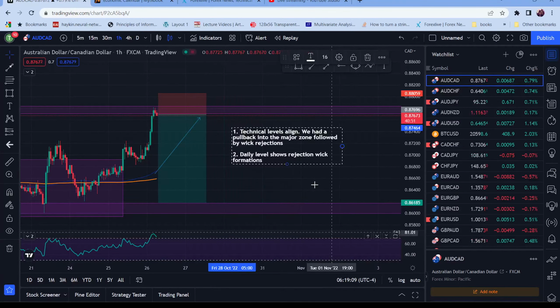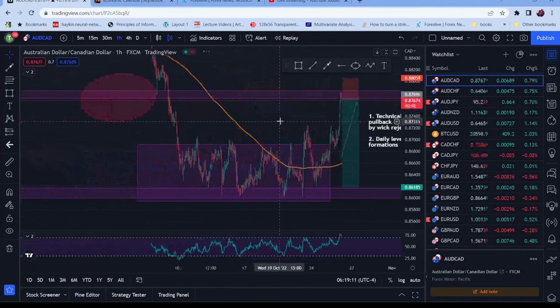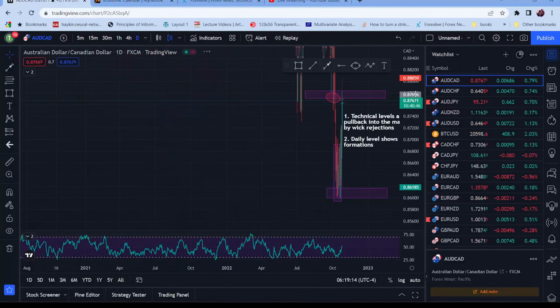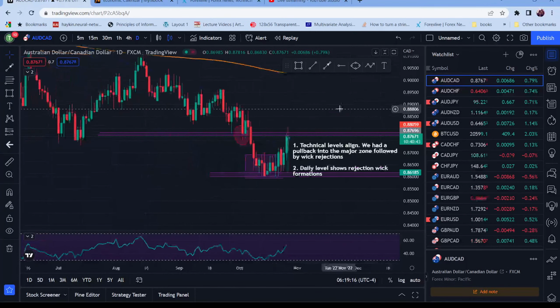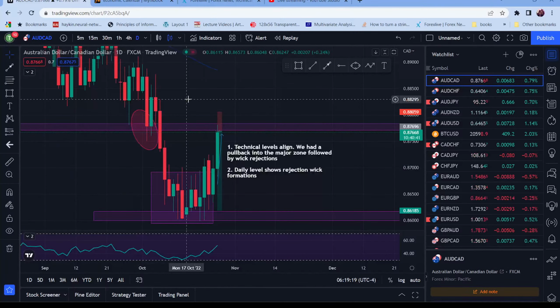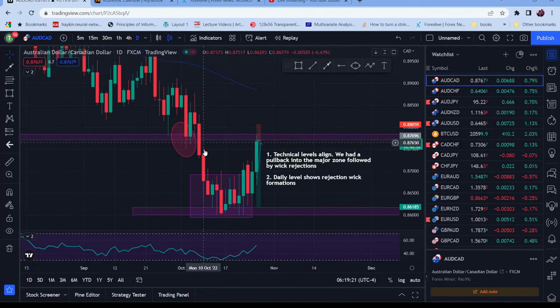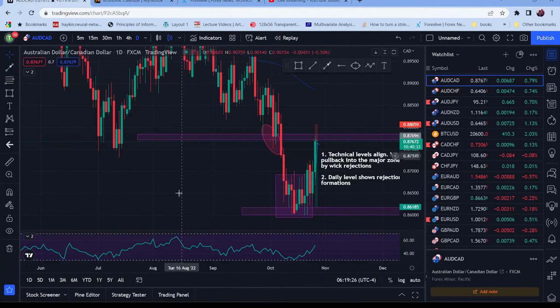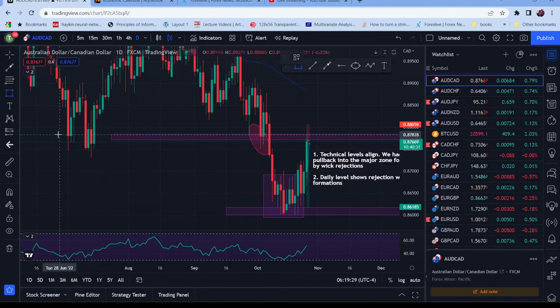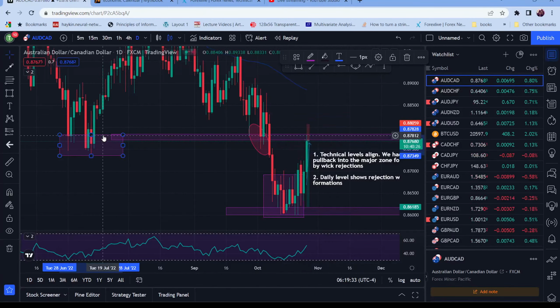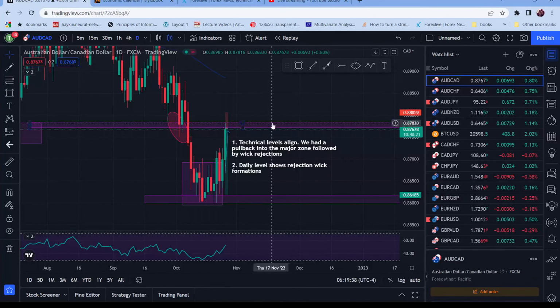so on the left hand side, we do have those, just to give you guys a closer look. So we had that break to the downside, right? That clear movement, that clear break to the downside after price tried to maintain this area. We do have this area as well right here. You can see that price did hold this general zone multiple times, from here, then here, then we had that break to the downside. So the daily level shows rejection wick formations.